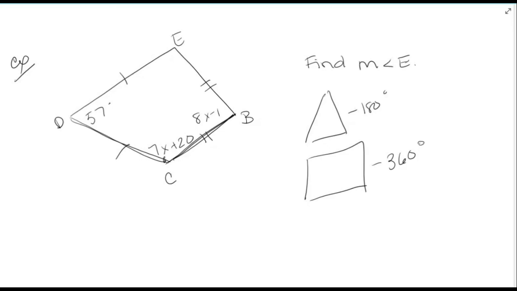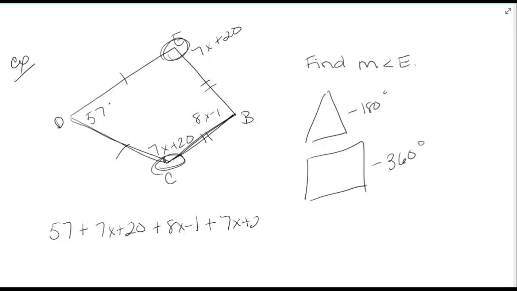And that's the piece we need here, because if we remember that these non-vertex angles are congruent, meaning this has to also be 7x plus 20, then I can set myself an algebra problem and set it equal to 360. So if I'm adding all of the angles together, plus 8x minus 1, plus another 7x plus 20, all of that equals 360. And then I should be able to solve.